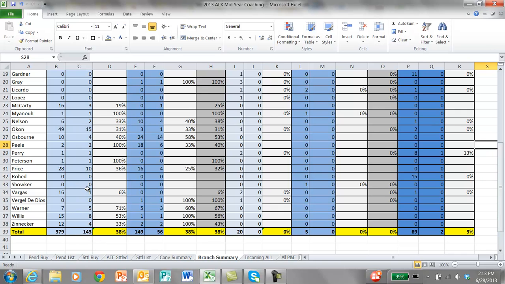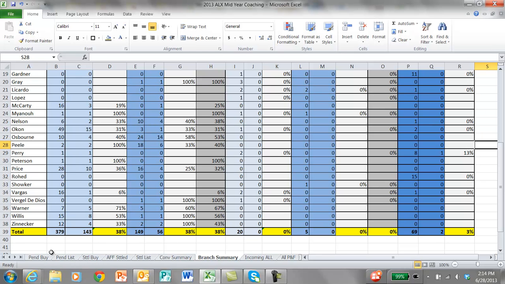This will be different than the summary that I'm going to show you later, and the reason for that is this will only be agents that are currently in your branch and active within your branch. If the agent has either gone to another branch or is no longer with the company, they won't be in this information, but they will be in the other summary that we have.